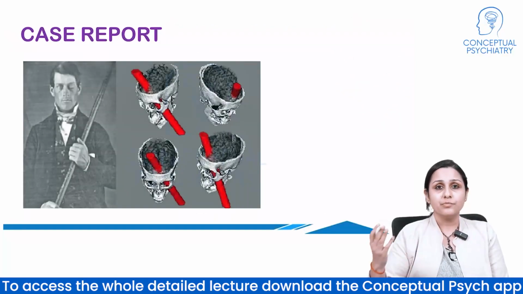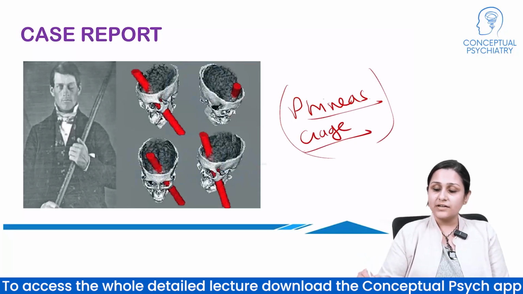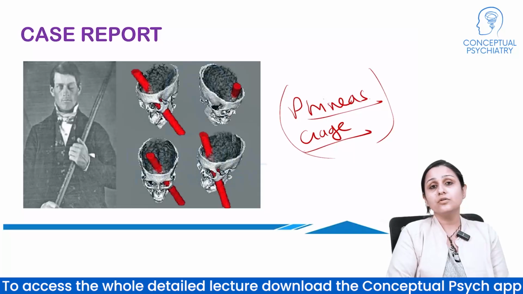Case report. An important case report would be Phineas Gage, the man who started neuroscience. Before Phineas Gage and his case came in the picture, the frontal lobes were supposed to be very rudimentary lobes.